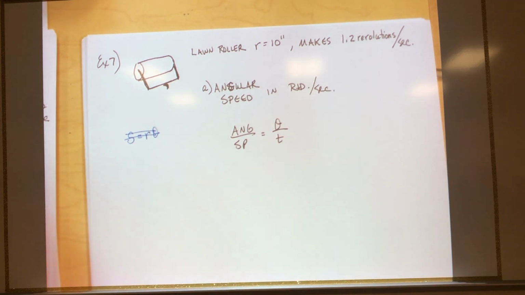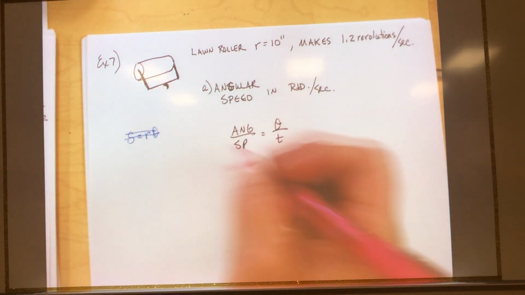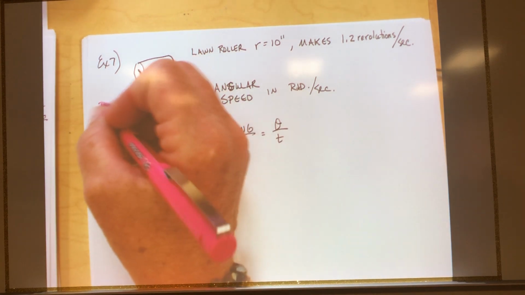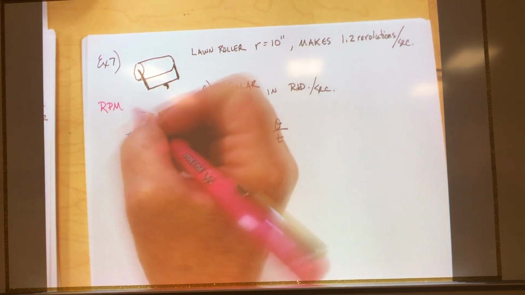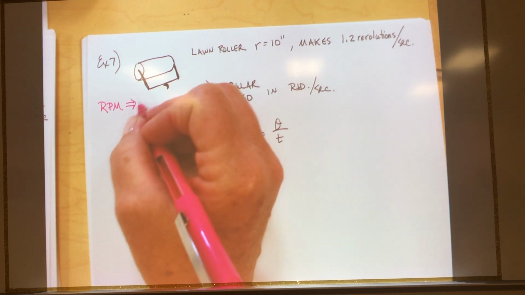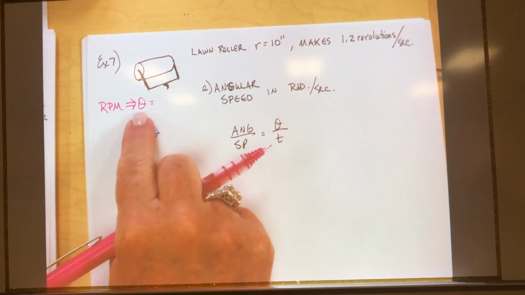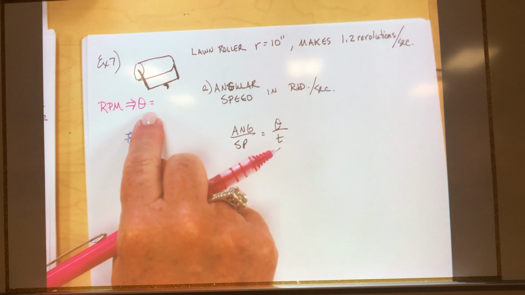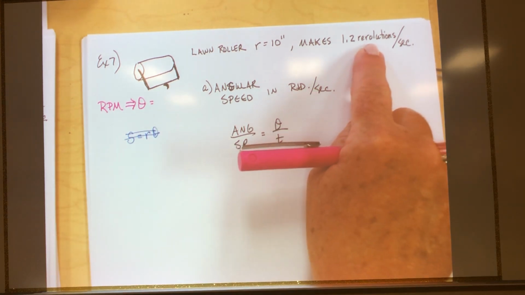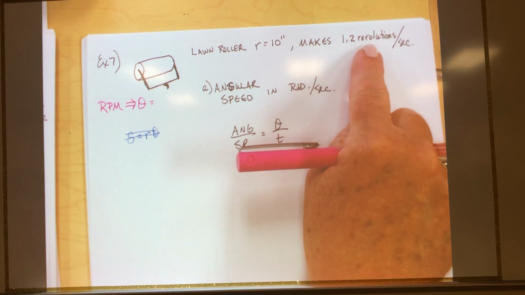Okay? Here's something, I'm going to write this in pink because this is really important. Anytime that you have revolutions per minute, and I want to change it into theta, what is 1 revolution? 360, or 2 pi. Yes, it's 360 degrees, but we're in radians, so it's 2 pi. So 1 revolution is 2 pi. So what do I need to do with my revolutions? Multiply it.